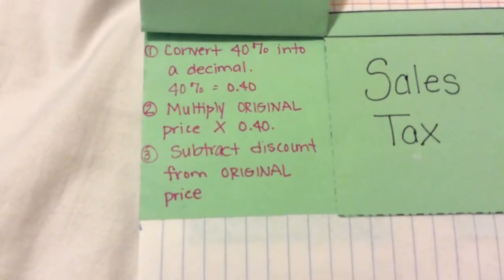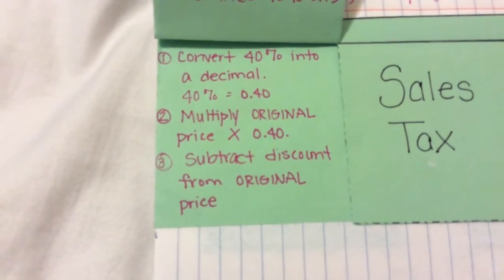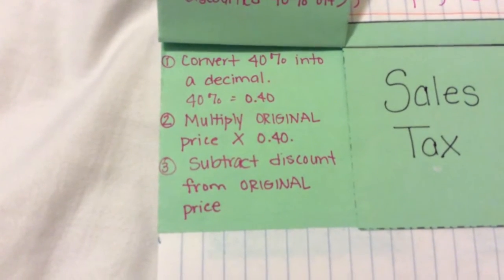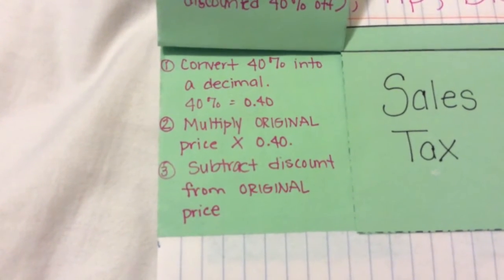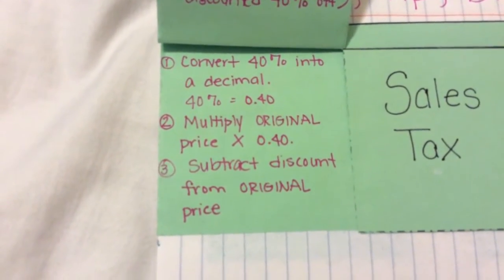Below, you write step 1, convert 40% into a decimal. 40% equals 0.40. Second, you multiply the original price times the 0.40. And third, you subtract the discount from the original price.